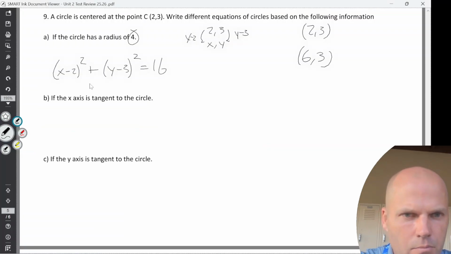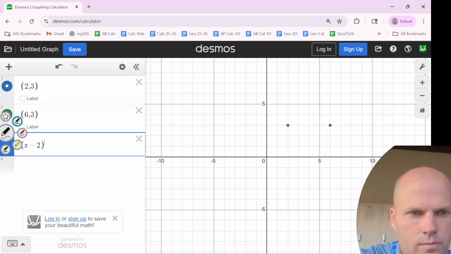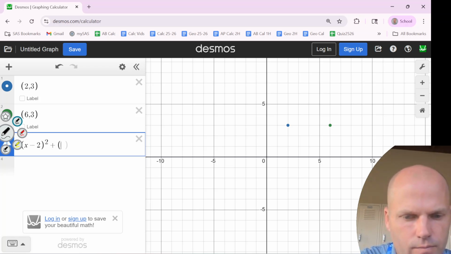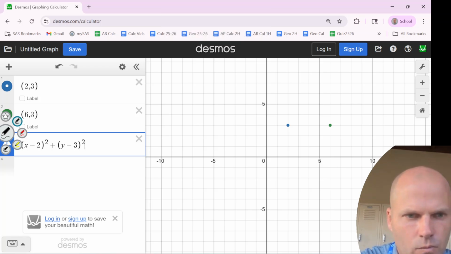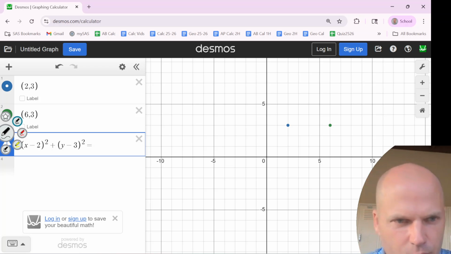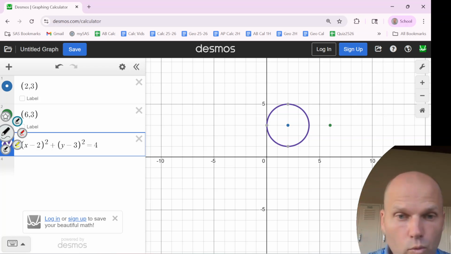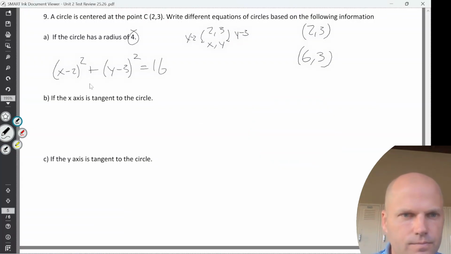You can make sure your equation x minus 2 squared plus y minus 3 squared equals, let's say we made a mistake and we said 4. Well, we can see it's wrong. But if we do 4 squared, c squared, now it's correct.